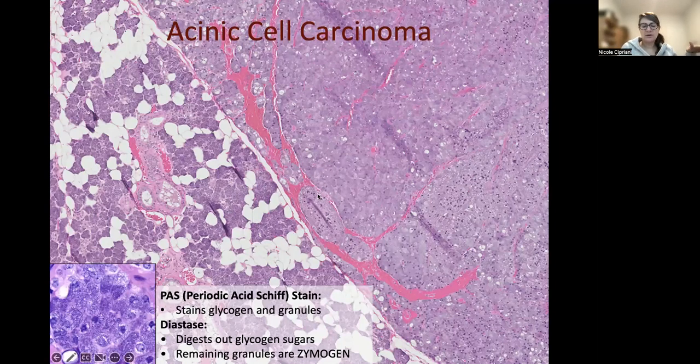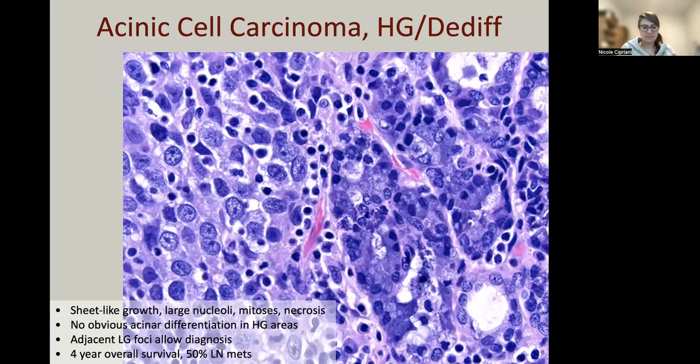You can prove that they're acinar with, again, PAS diastase. So the other cell component that is resistant to digestion by diastase are these zymogen granules. So again, you can make out these really dot-like purple granules that do not get digested out. That can be confirmation of acinic if need be.